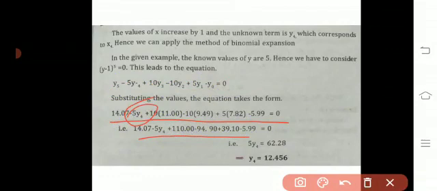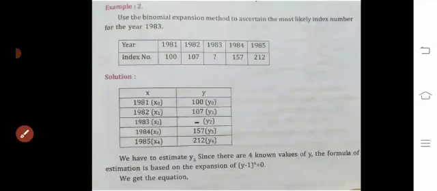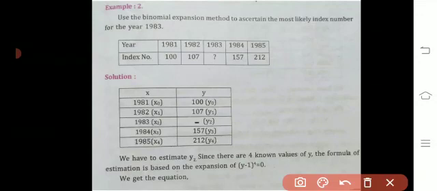After simplification you will get 5y4 equal to 62.28, and finally if you divide 62.28 by 5, then you will get y4 equal to 12.456. That is the missing observation for x equal to 6, that is y4 equal to 12.456. Now let's see one more example.